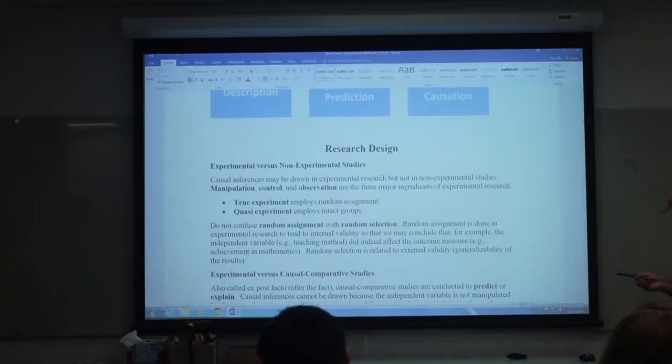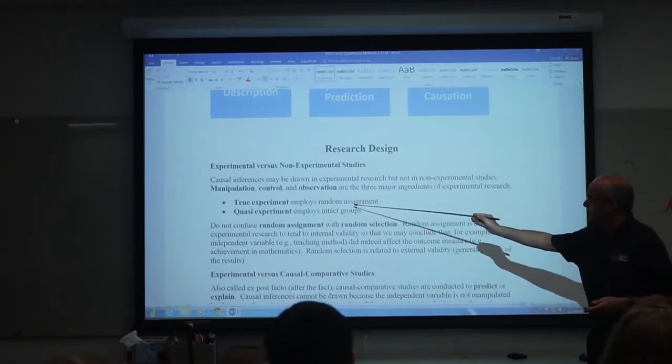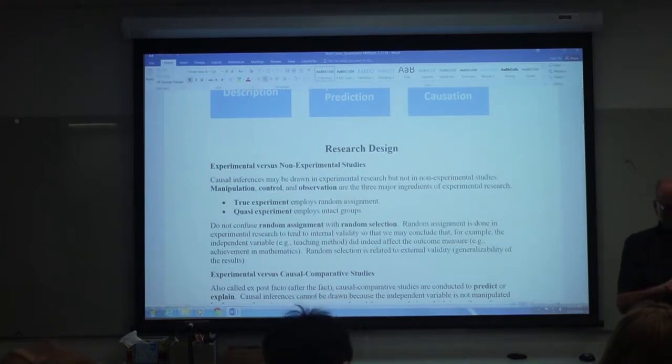But again, there are times you cannot do that. You have to work with intact groups. It's not the end of the world. You are going to continue doing your study, but you should be mindful of the fact that you may have potential confounding variables, and you have to tend to them later.